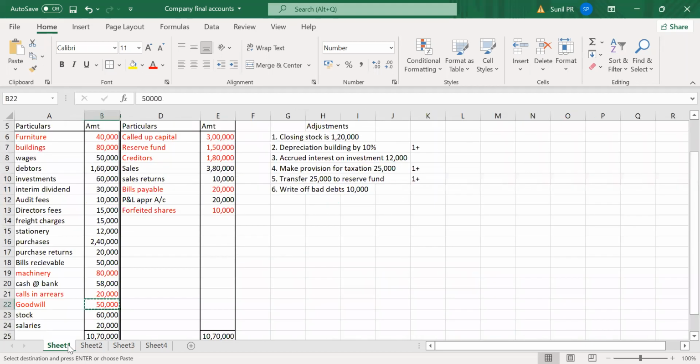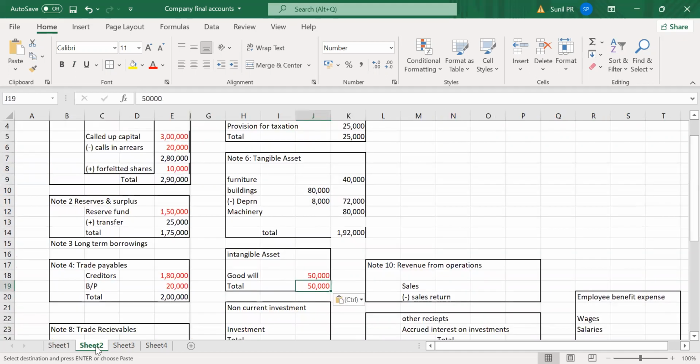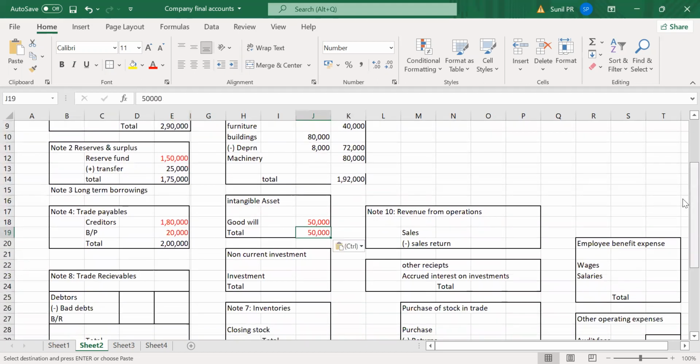Next, come to the next one. Non-current assets: fixed assets, intangible assets is over. Other non-current assets, like yesterday we were discussing, right? Security deposit or non-current investment, all these things. Also preliminary expense, discount on issue of shares. This is coming under non-current assets only.